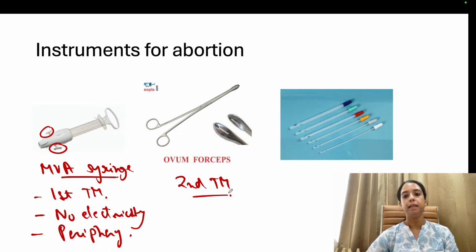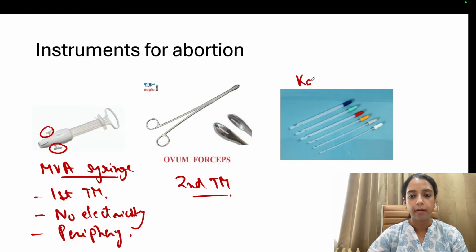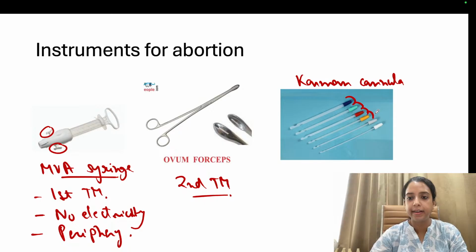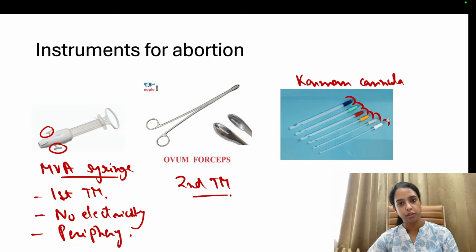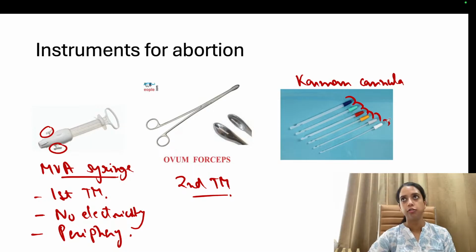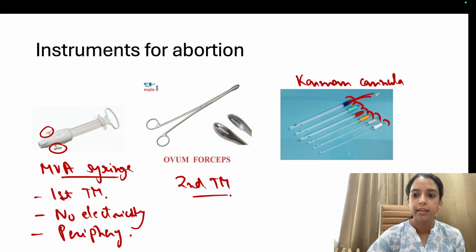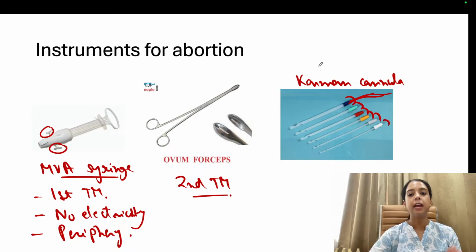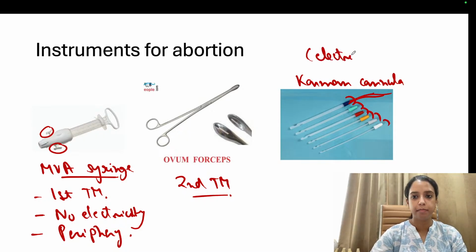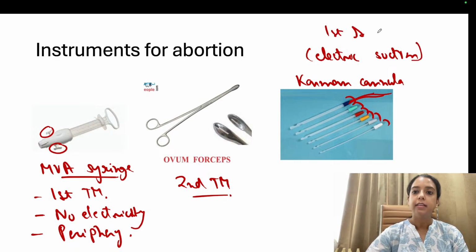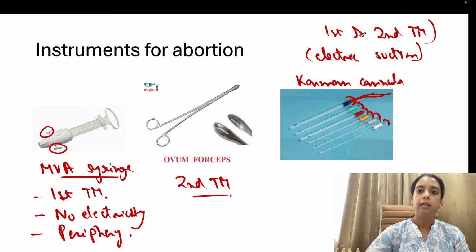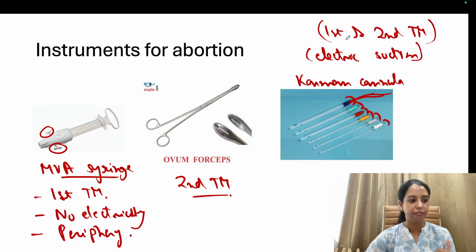Okay? What is this? This is Karman's cannula. Karman's cannulae are attached to the suction pump. Okay? Can you see these ends? These colored ends are of different diameters, used for different gestation. So each gestation has a different diameter that has to be used. So here we attach the cannula, here we attach the suction pump. So Karman's cannulae are used for electrical suction pump. They can be used in first and second trimester both. You can use in both the abortions. First maybe and second maybe. Okay?